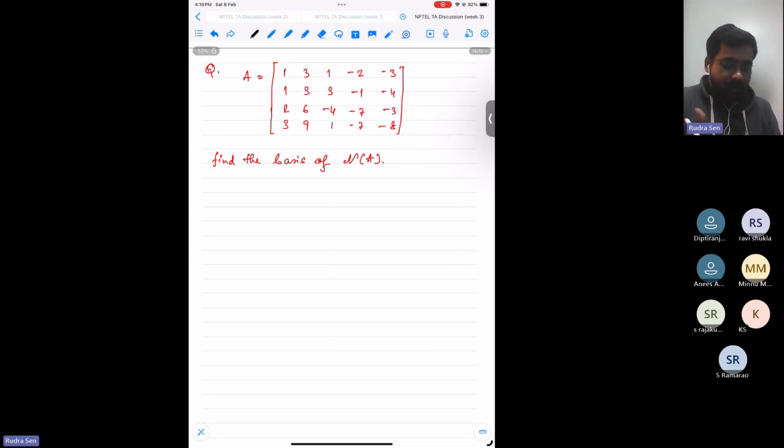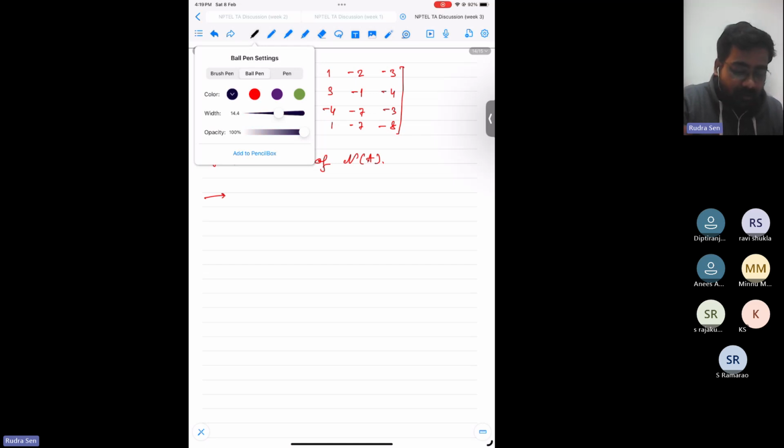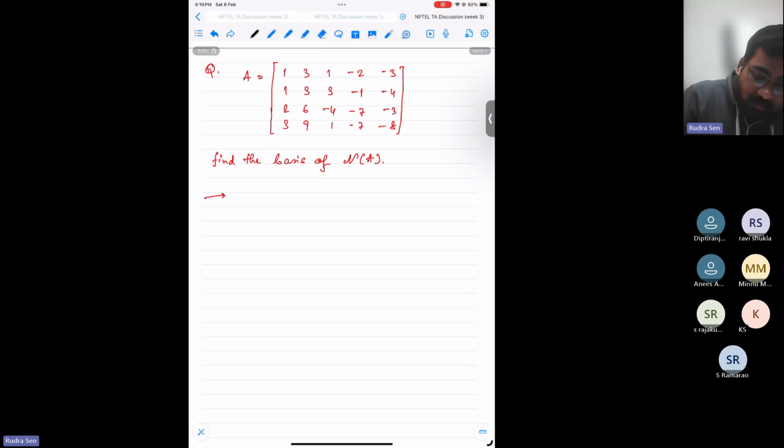That means you have to find out the solution first. I mean, you have to find out the solution of the null space. That is the main thing. Once you find the solution, you will find the basis as well. So the first thing is 1 1 2 3, 3 3 6 9, 1 3 minus 4 1 minus 2, minus 1 minus 7 minus 7 minus 3, minus 4 minus 3 minus 8.